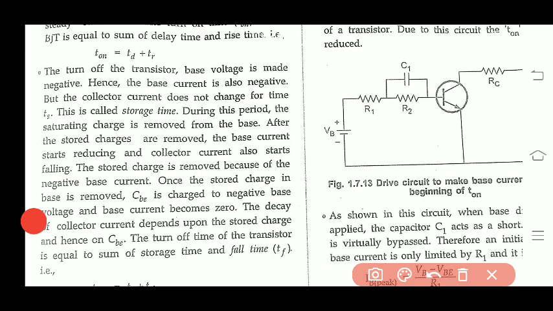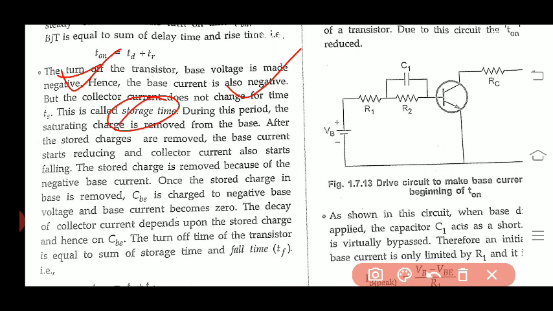Next, we have seen that when you want to make this BJT off, you will make VB negative. We will see what that is. For turn off of the transistor, base voltage is made negative. VB they will make negative. Base current is also negative. But this collector current is not changed to 0 immediately. It requires some time duration. This is called the storage time.